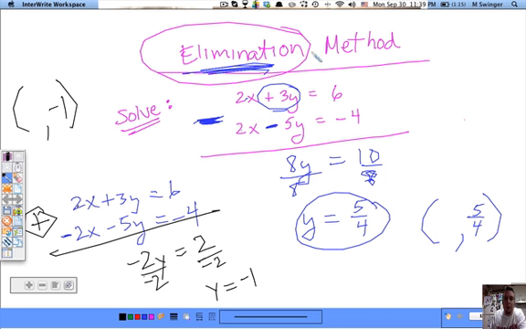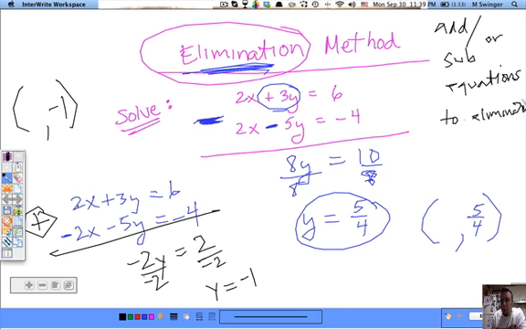So elimination is basically adding or subtracting equations to eliminate a variable. Okay, that's what we do. We can subtract or we can add. It all depends on the situation. Okay, there you go. That's the elimination method.